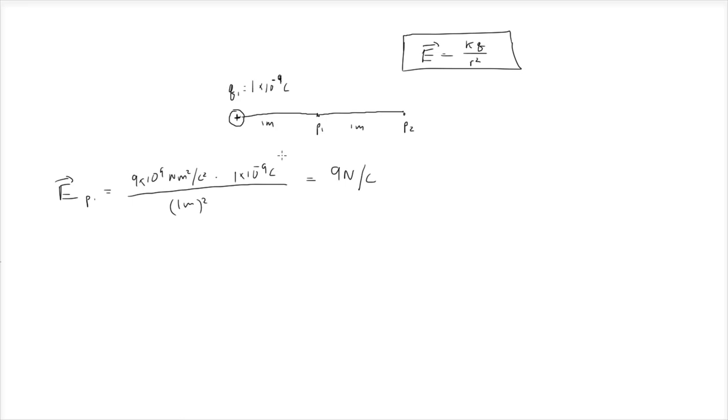So what it's saying is that because Q1 is here, if there is a charge at P1, for every coulomb of charge that it has, it will experience 9 newtons of force. Okay, let me say that again. If you are a charge at P1, you will experience 9 newtons of force per coulomb of charge that you have, right? Because the more charge you have, the stronger the force between you.